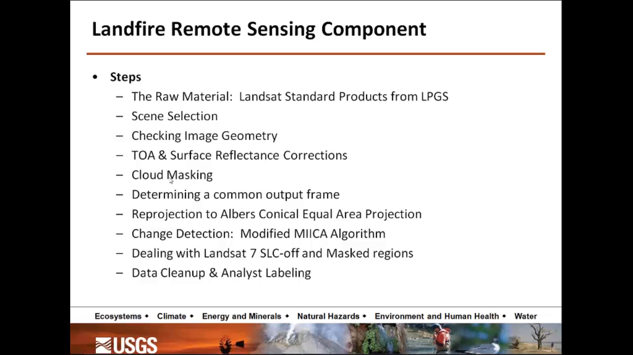We go into Albers because our project works in Albers, and so does almost anybody else in continental wide land change. Then we run our change detection algorithm, which I'll show you a little bit. And of course, we have the Landsat 7 SLC off data gap regions to deal with, but also the regions that we mask due to clouds and cloud shadow. What I just described is an automated process with the exception of scene selection, and that leaves us with a set of raw change parameters that our analysts then clean up and label.